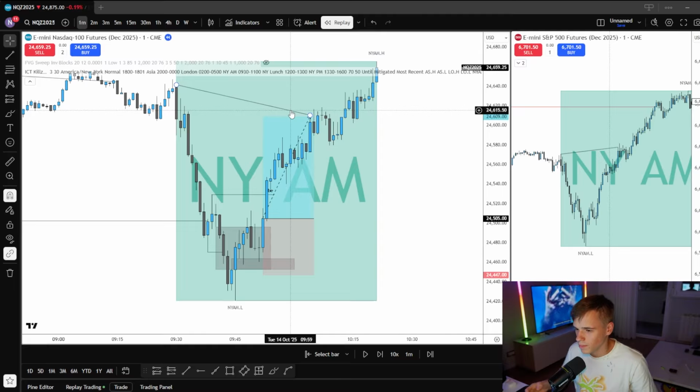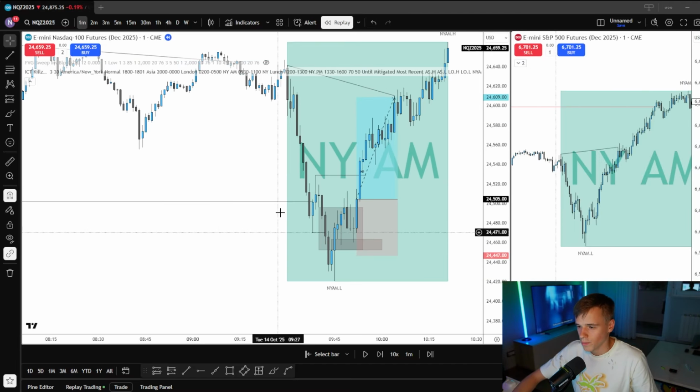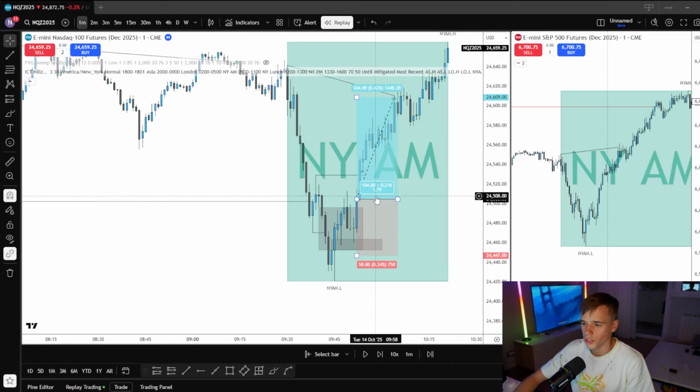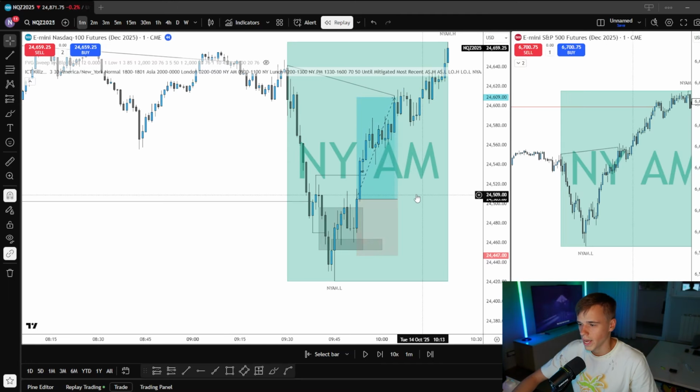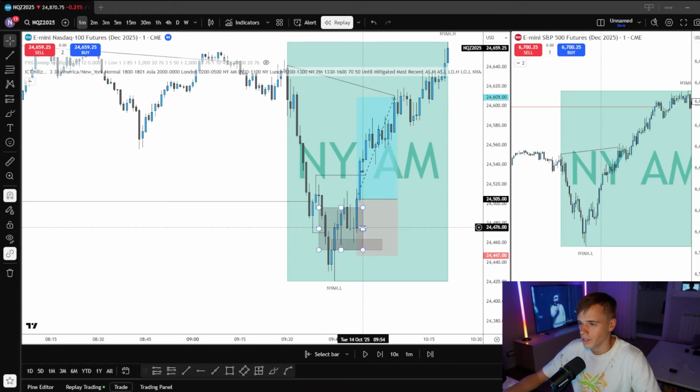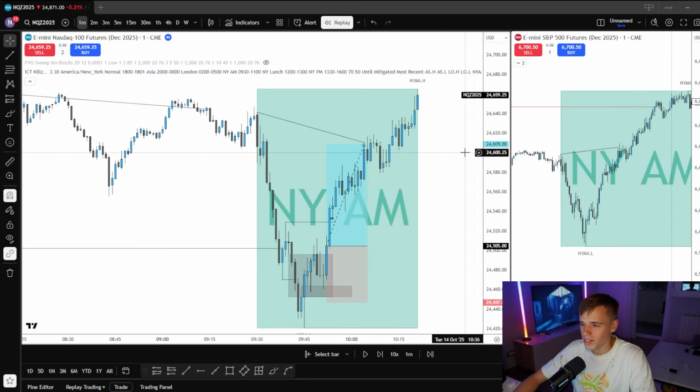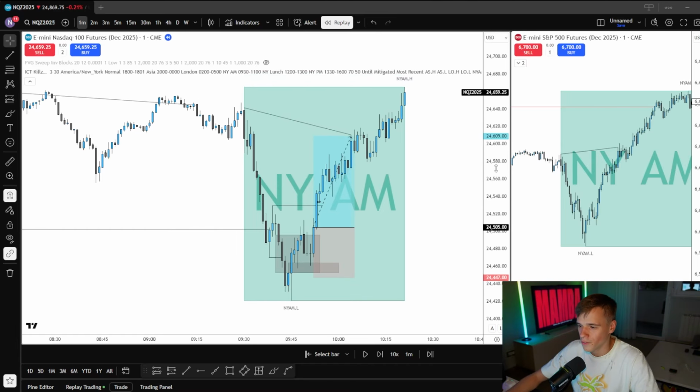So pretty simple day. This was a very clean setup. We had a sweep, we had the manipulation leg, and then after that almost an inversion, a retest of this, and then a clean inversion to the upside with huge volume. After that pretty much everything is so simple. I just exited the market on this SMT right here. So I'm happy with the profits, almost 4.3k.